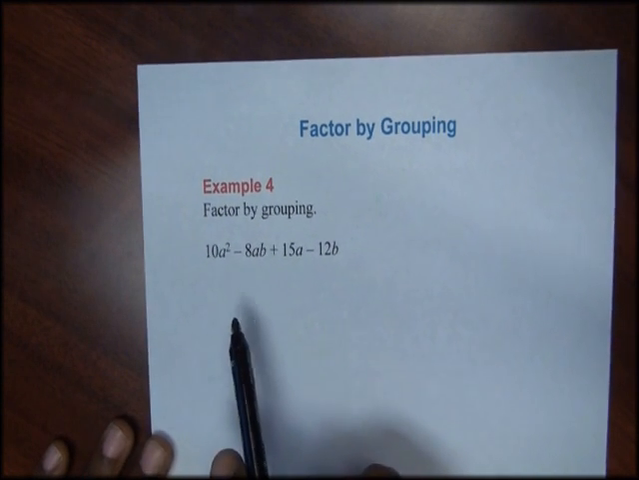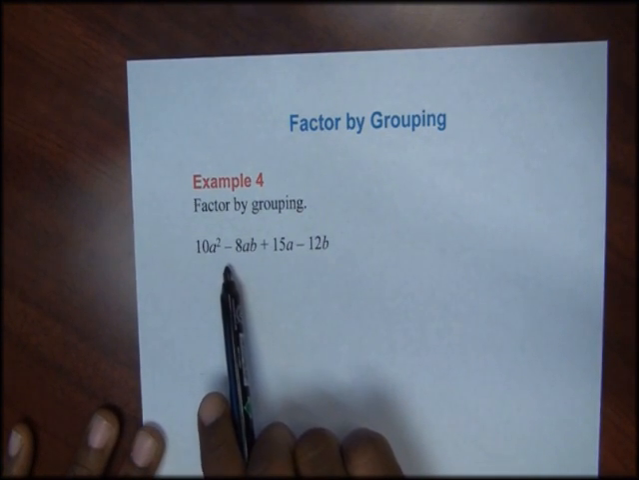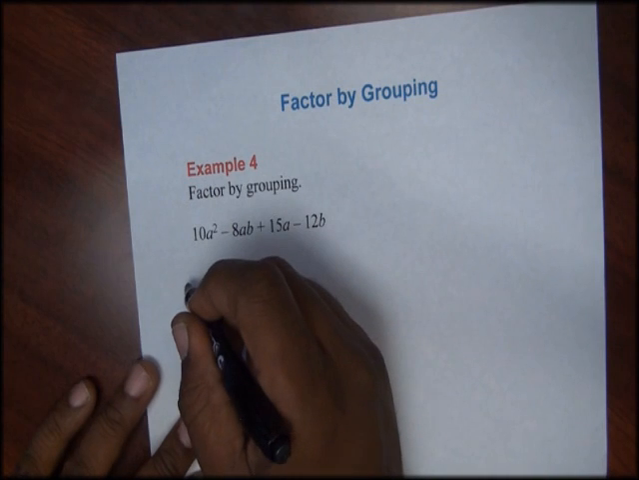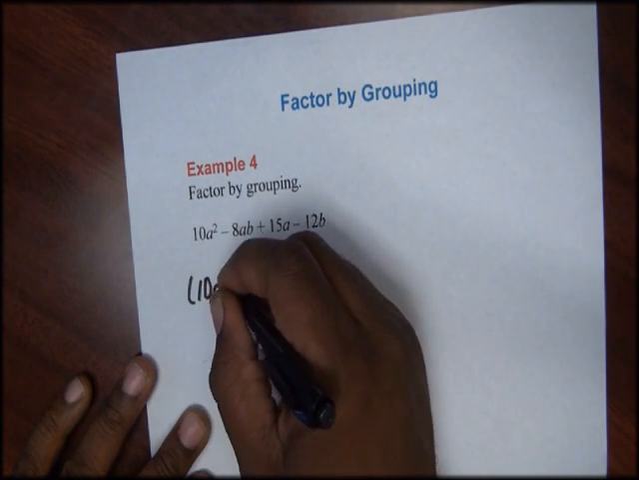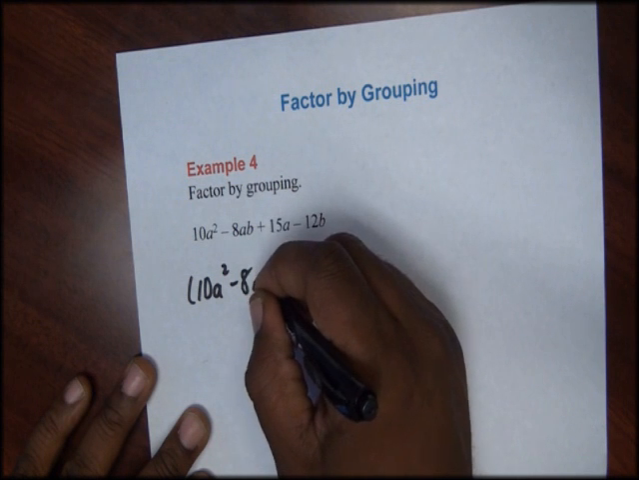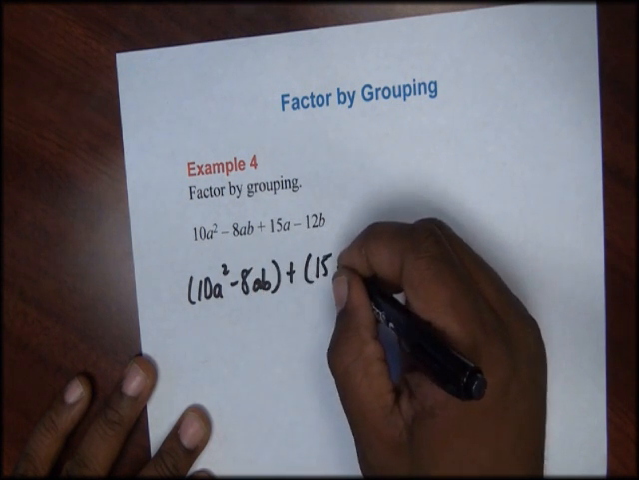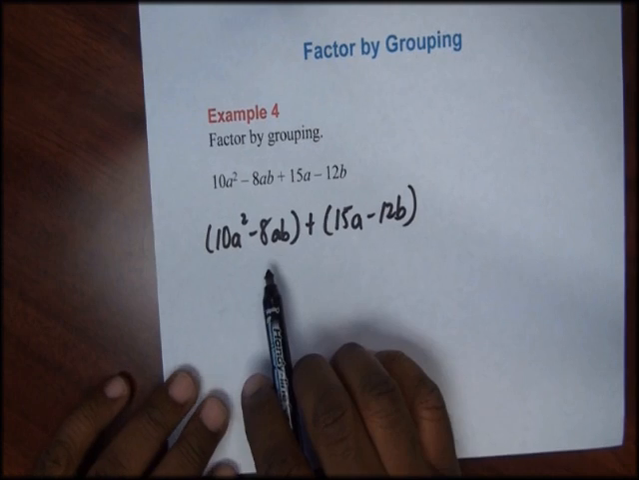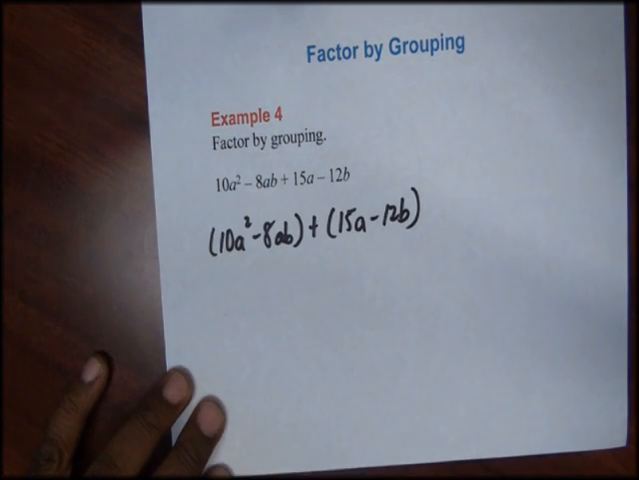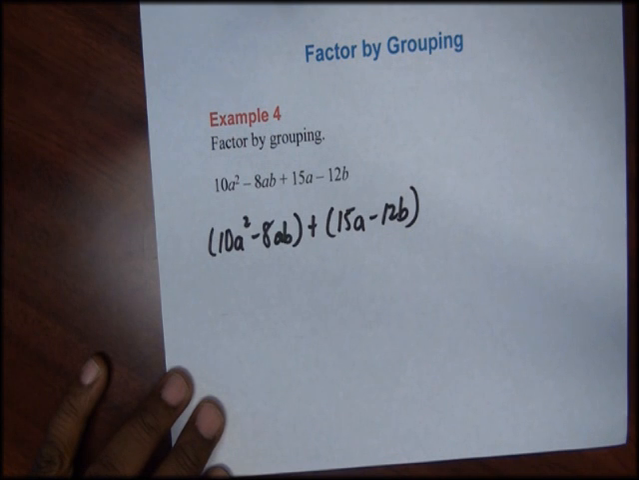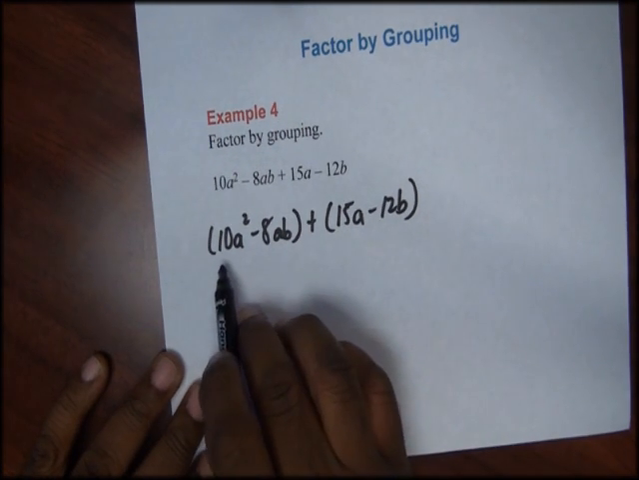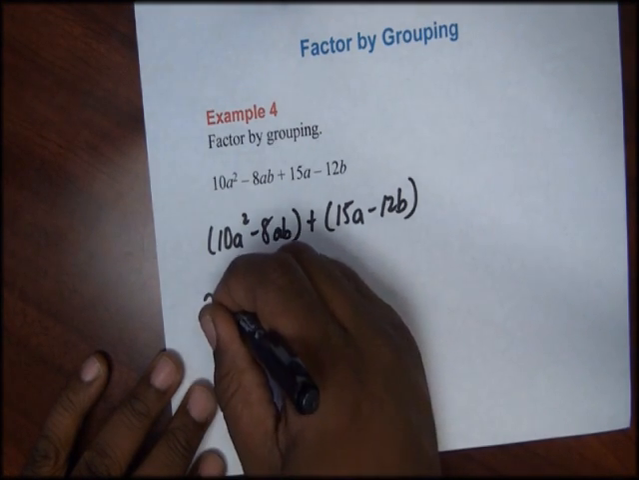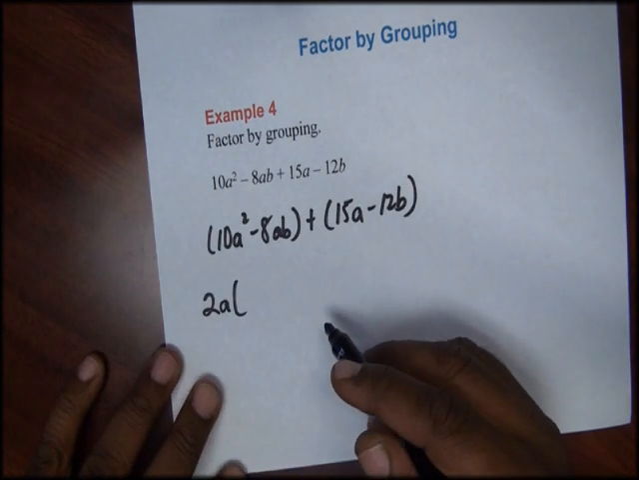In this factor by grouping example, we will factor 10a squared minus 8ab plus 15a minus 12b. So I'll simply group the first and last 2 terms with a set of parentheses. I'll now factor out the greatest common factor for each group. So the greatest common factor for 10a squared minus 8ab, if we take a look at our numbers, 10 and 8, the greatest common factor is 2. There's an a to the first power that's also common to both, so my greatest common factor is 2a.